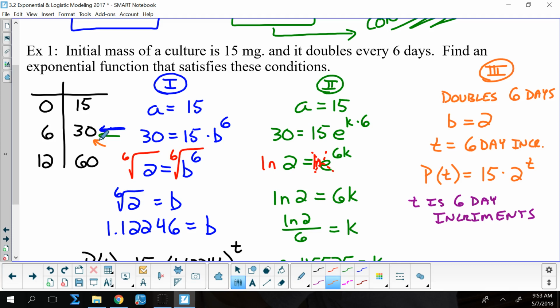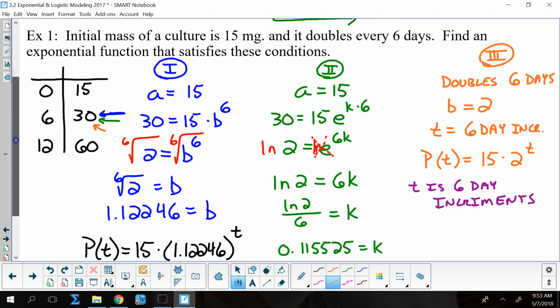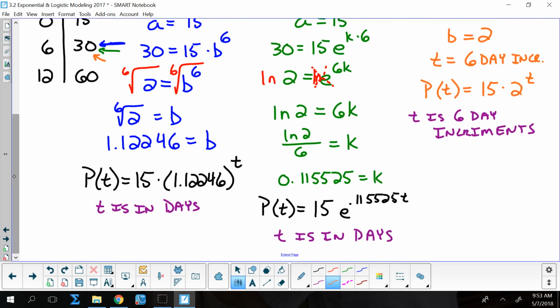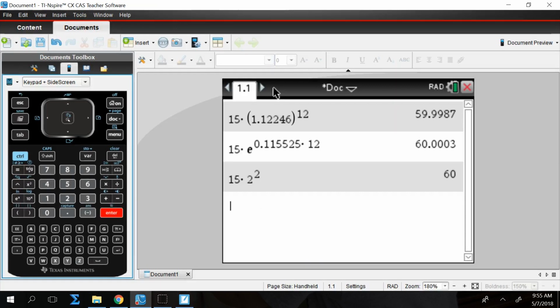Now, what I would like you to do in the remaining time that we have is verify that you get the same answer on all 3 functions based off of the second or the third data point that we came up with. So verify that you get 60 if you put in 12 in the first one, verify that you get 60 if you put 12 in the second one, and verify that you get 60 if you put whatever you need to put in the third one. Okay. So there they are, if we verified them.